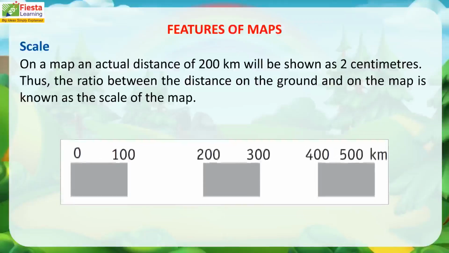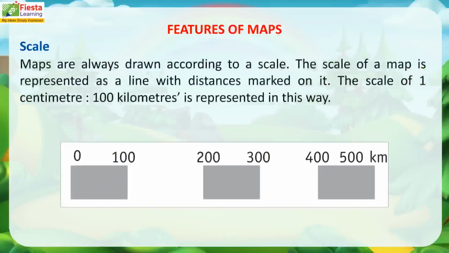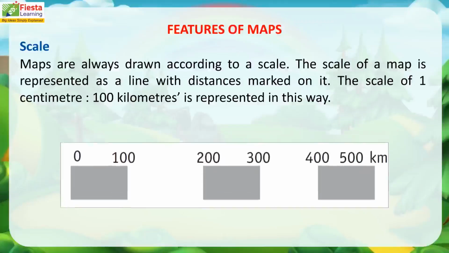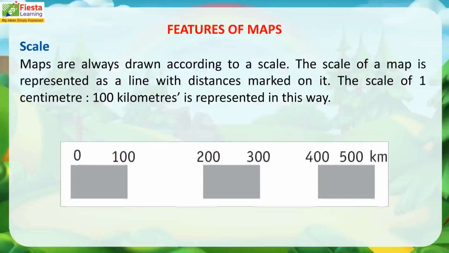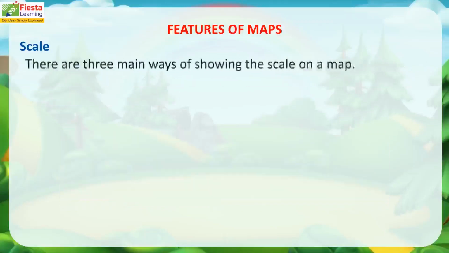Thus, the ratio between the distance on the ground and on the map is known as the scale of the map. Maps are always drawn according to a scale. The scale of a map is represented as a line with distances marked on it. The scale of 1 centimeter to 100 kilometers is represented in this way.